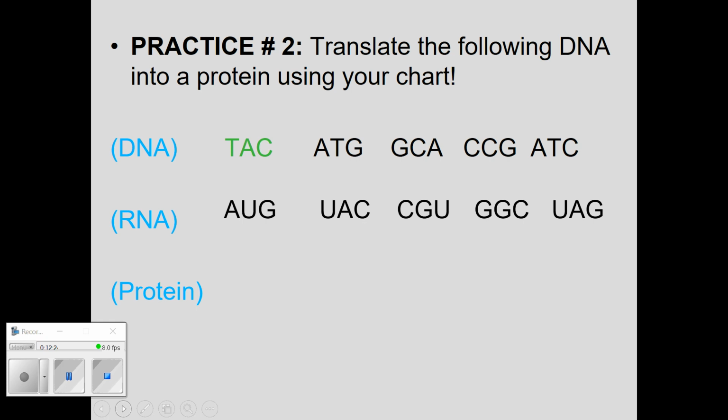Remember, there is no T in RNA. Using your codon chart then, translate the RNA into the protein language of amino acids. Methionine, tyrosine, arginine, glycine, and stop.